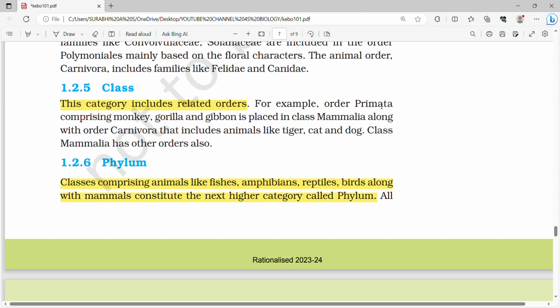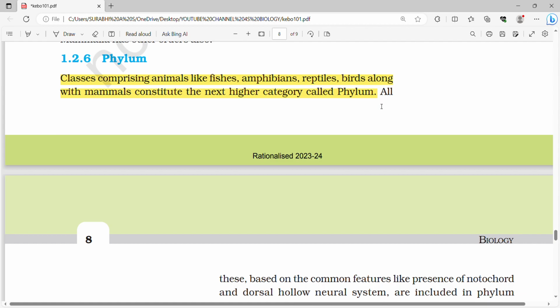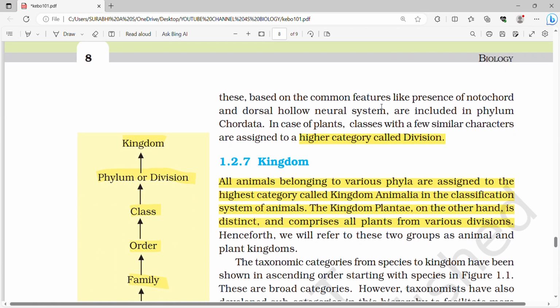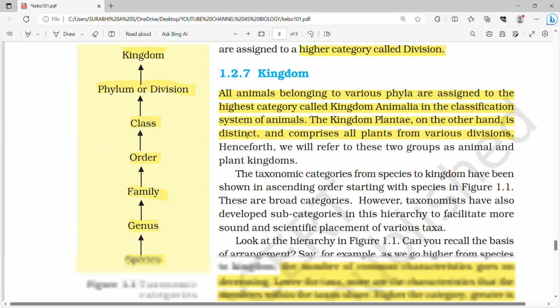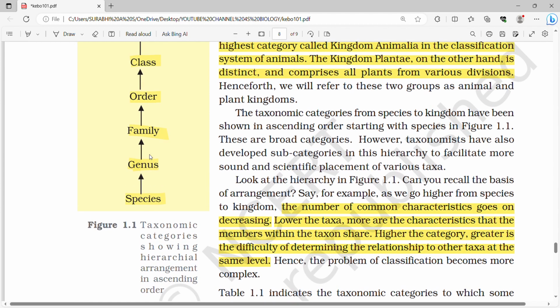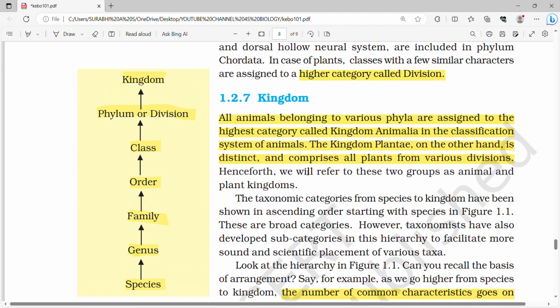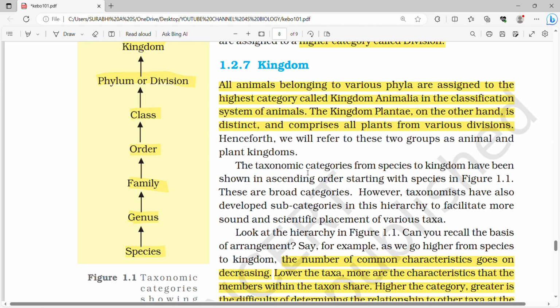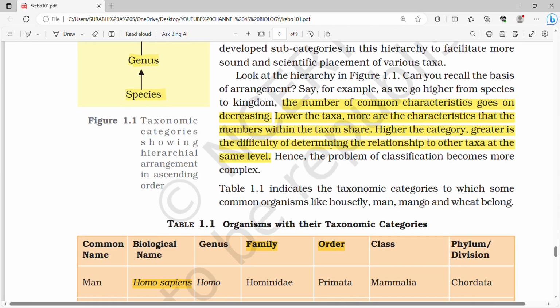The class is a group of related orders. Then phylum: this comprises fishes, amphibians, reptiles, birds, all these are called phylum. And for plants, you call it division. So if you know this, it is enough. A genus has related species, a family has related genera, and so on. In the kingdom, all animals belong to various phyla. So they have been divided into kingdom Animalia and Plantae. Animalia is for animals and Plantae is for plants. So this is most important.